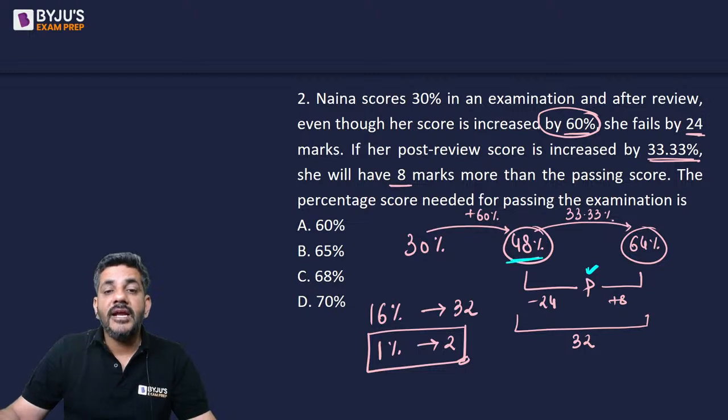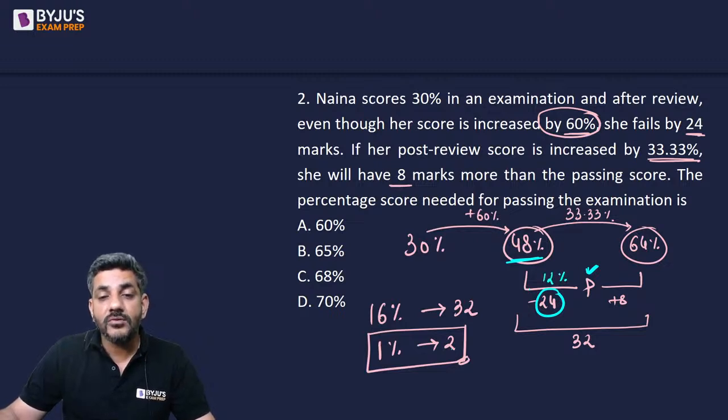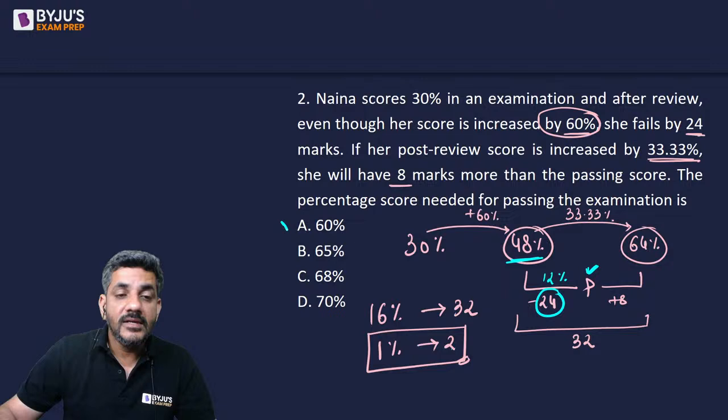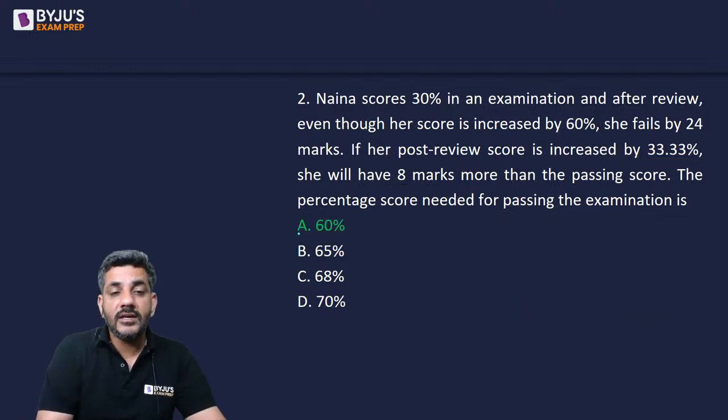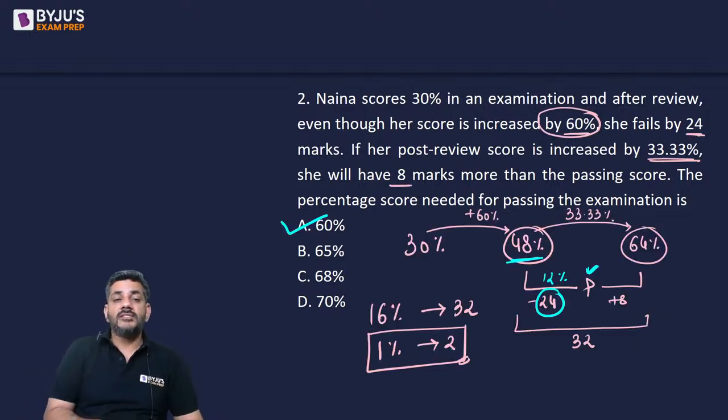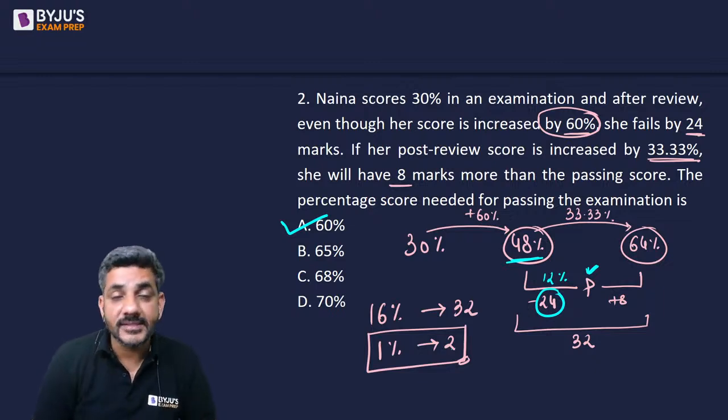It is 48% plus 24. Now, when 2 is equal to 1%, then 24 will be equal to 12%, and 48 plus 12 is 60%, the score needed to pass the exam. So my answer is option A for this, which is 60%.